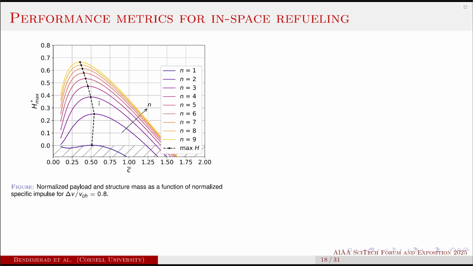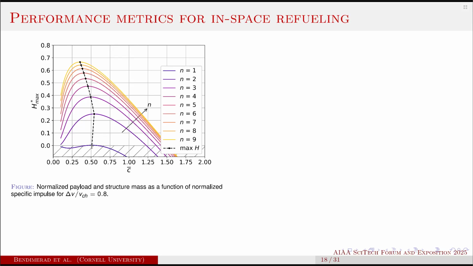And we can also see that the distance between the different curves decreases as n increases, which means that the benefit of refueling diminishes when we have a higher number of refueling stations.